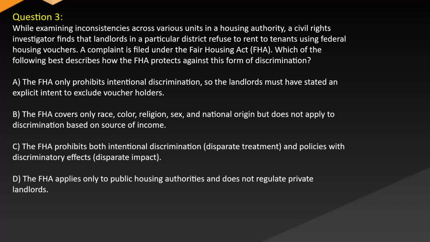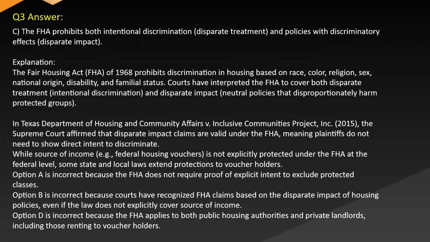A. The FHA only prohibits intentional discrimination, so the landlords must have stated an explicit intent to exclude voucher holders. B. The FHA covers only race, color, religion, sex, and national origin, but does not apply to discrimination based on source of income. C. The FHA prohibits both intentional discrimination, disparate treatment, and policies with discriminatory effects, disparate impact. D. The FHA applies only to public housing authorities and does not regulate private landlords. Answer: C. The FHA prohibits both intentional discrimination, disparate treatment, and policies with discriminatory effects, disparate impact.